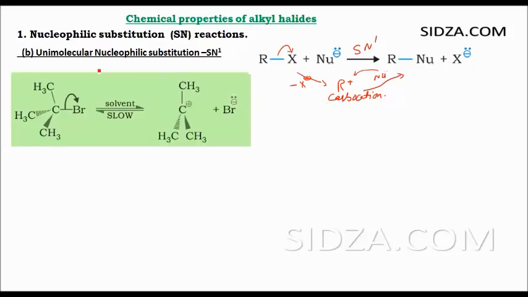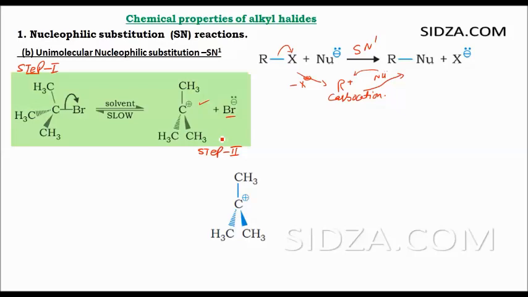Let us see the mechanism in detail. In the first step, what happens here? Halogen is lost, so this bromine comes out, and what do you get? You get the carbocation, carbon with the positive charge, and Br negative. In the second step, this particular carbocation is now under the attack of the nucleophile.